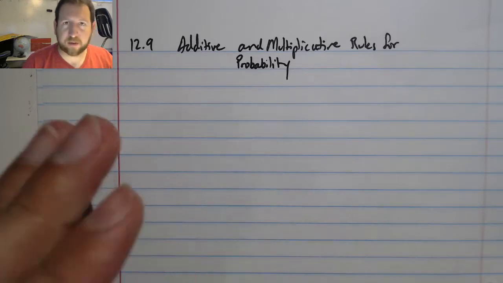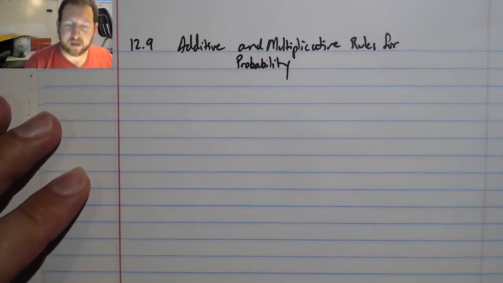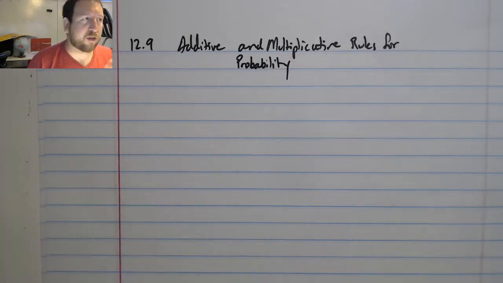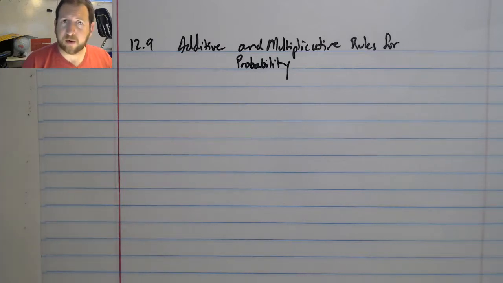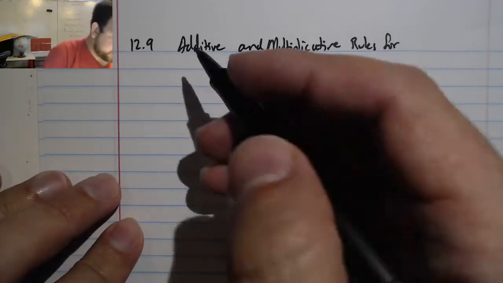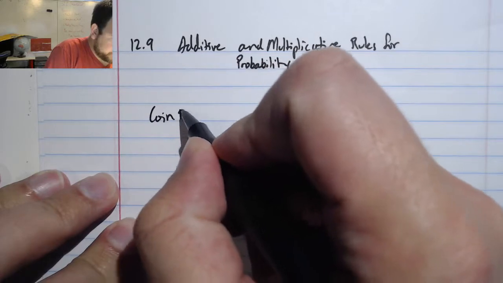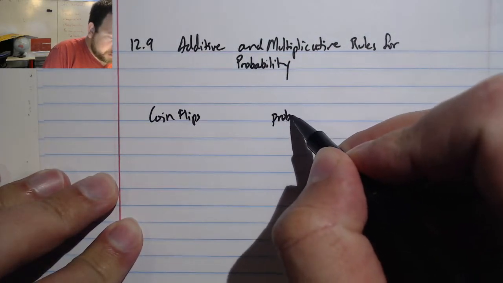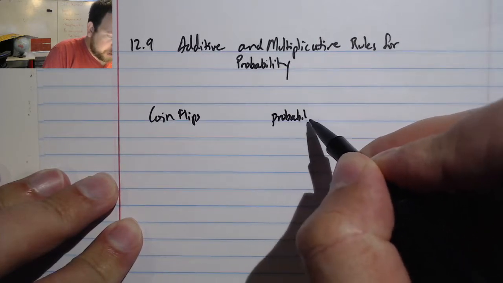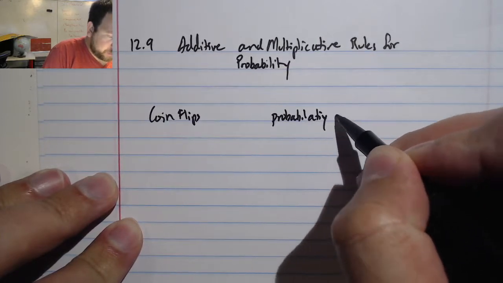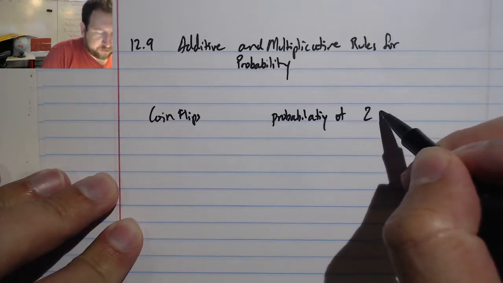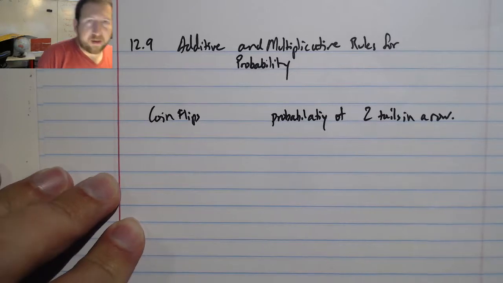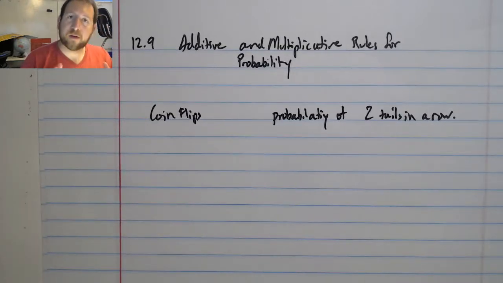In this case, for my example, I'm going to be using 2 coin flips, and I'm going to be asking what's the probability that I get tails on both of my coin flips to start with. So let's look at coin flips. And I want to know the probability of 2 tails in a row.